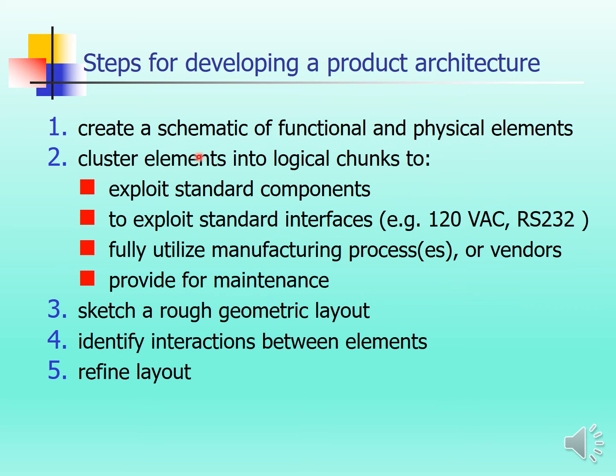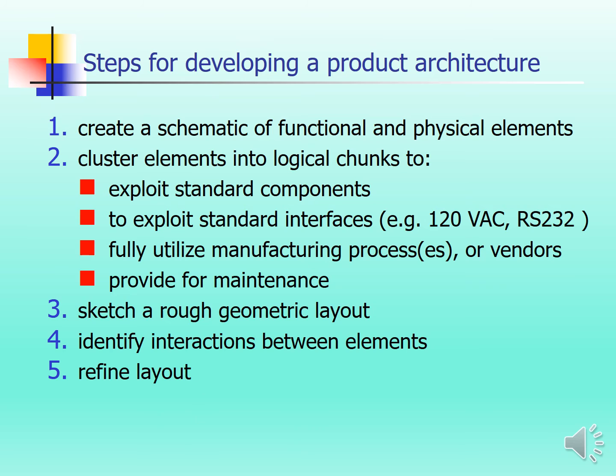Alright. Steps for developing a product architecture. First, create the schematic of function and physical element. We have the two: function and physical element. Second, cluster elements into logical chunks to exploit standard components and standard interfaces, and fully utilize the manufacturing process of the vendor, and provide for maintenance. Number 3, sketch a rough geometry layout, identify interactions between elements, and refine the layout.